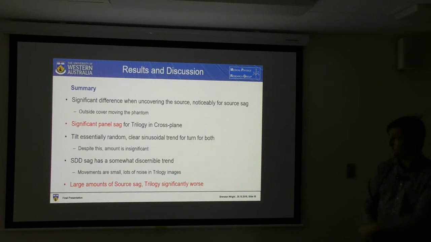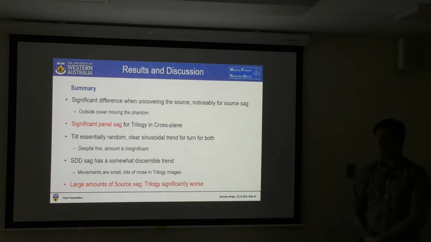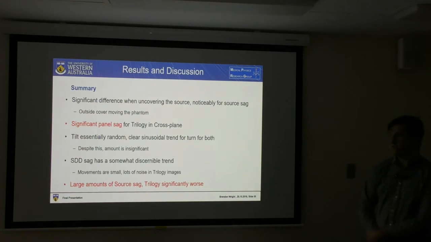To summarize the results, there was a significant difference between uncovering the source, noticeably for the source sag, which would be expected as the cover itself would be causing source sag movement. Significant panel sag for the Trilogy in the cross-plane direction. The tilt was essentially random for all the machines.